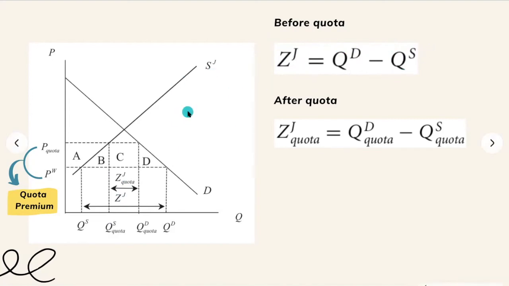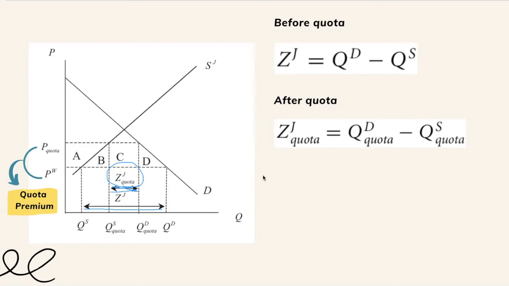And for example, for political economy trade reasons, the Japanese government is not satisfied with the before outcome, right? So they restrict the imports into a smaller amount until it results in the ZJ quota, which is this. The equation after the quota is ZJ quota equals the QD quota minus the QS quota. So these changes from ZJ to ZJ quota caused the shortage of rice in Japan compared to the beginning situation.